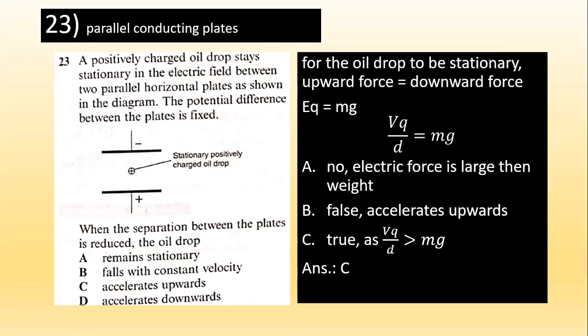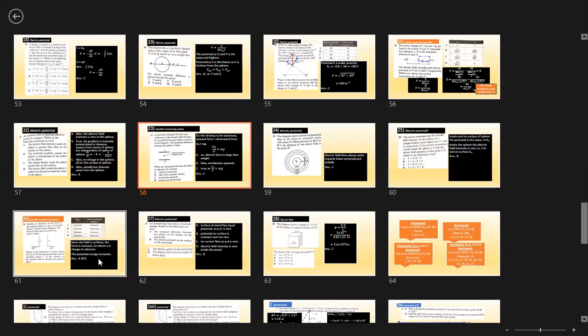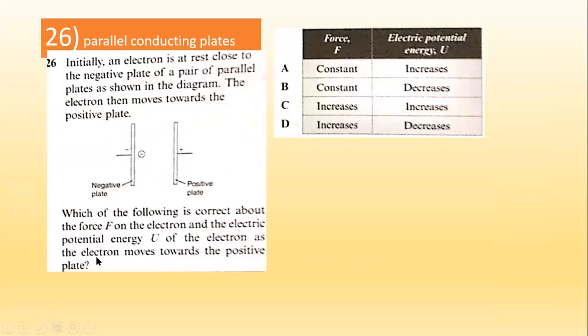Number 26. Initially, an electron is at rest close to the negative plate. There's a negative plate, there's a positive plate, there's an electron, of a pair of parallel plates as shown in the diagram. The electron then moves towards the positive plate. Which of the following is correct about the force on the electron and the electric potential energy U of the electron as the electron moves towards the positive plate?